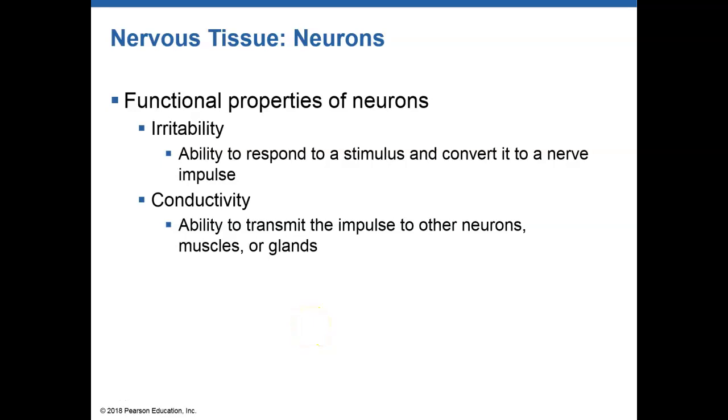Hi, everybody. We're going to talk about how neurons function now. Two very important properties that we've talked about in muscle tissue as well are that neurons are irritable, or able to respond to a stimulus, and they can conduct that impulse to other neurons or to other body tissues like muscles, glands, and so on.